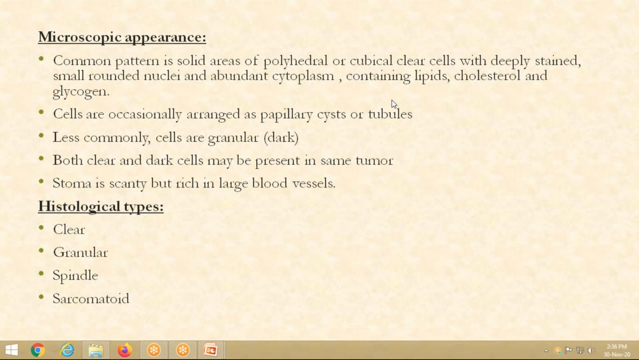Less commonly, these cells are granular, that means dark in color. Sometimes both dark as well as clear cells may be present in the same tumor. It contains a rich amount of blood vessels. Hemorrhagic spots can be seen. Histologically, they can be divided into 4 groups: clear cells, granular cells, spindle cells, and sarcomatoid carcinoma of the renal cell carcinoma.